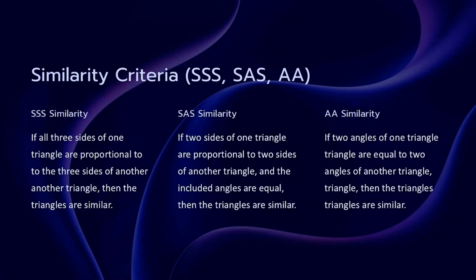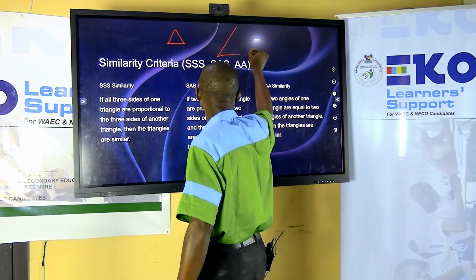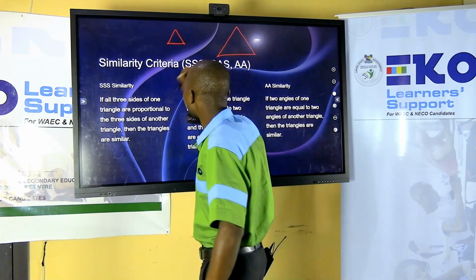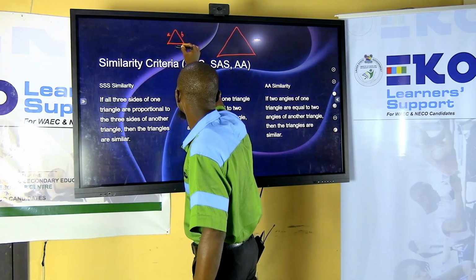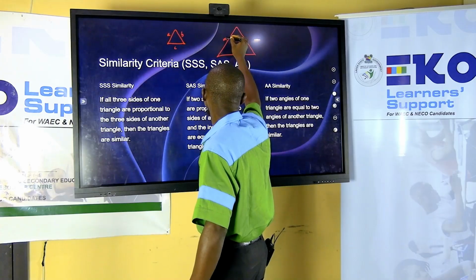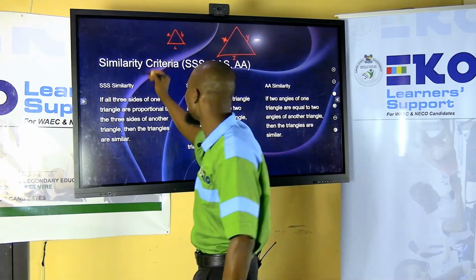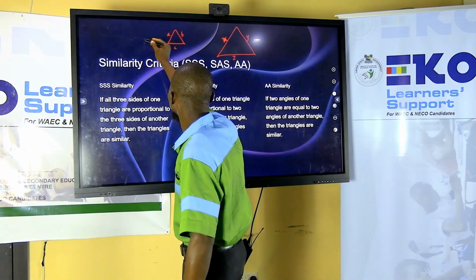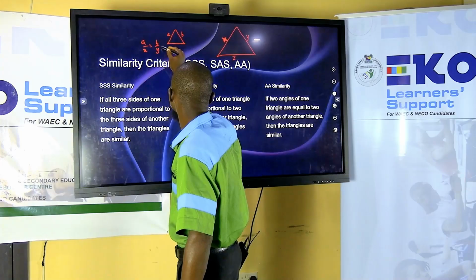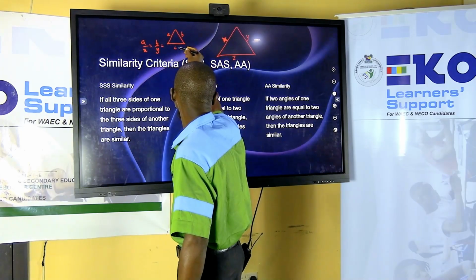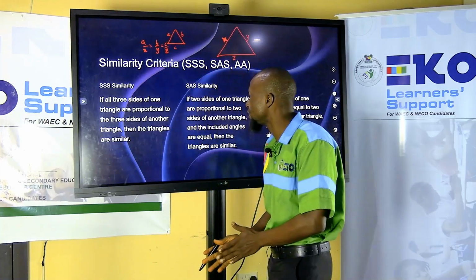SSS, meaning the ratio. If I have a smaller triangle and a bigger one, with ABC and XYZ, I pick this and I realize that A over X equals B over Y, which also equals C over Z. Once I can say that, then we say that the triangles are similar.